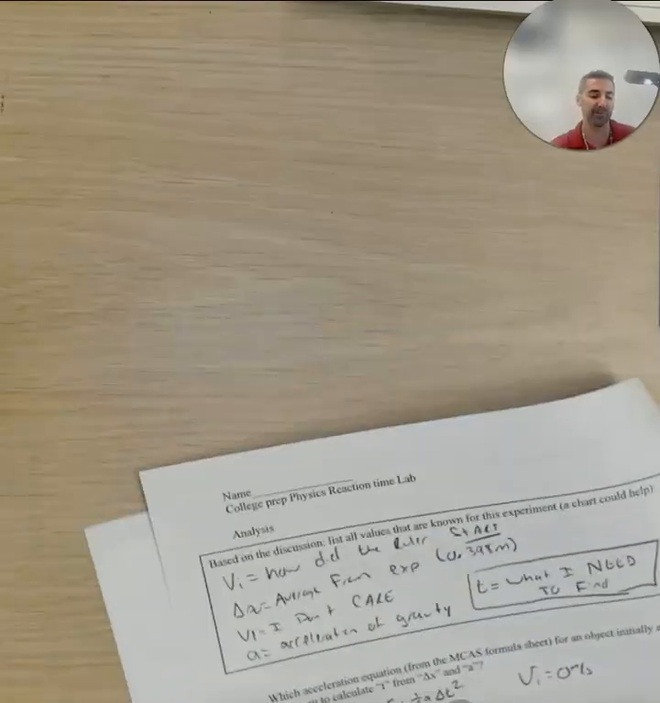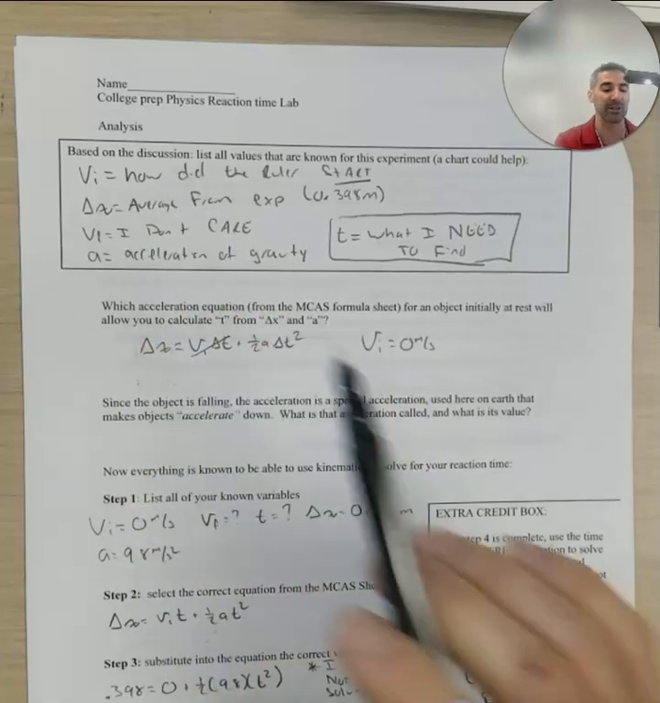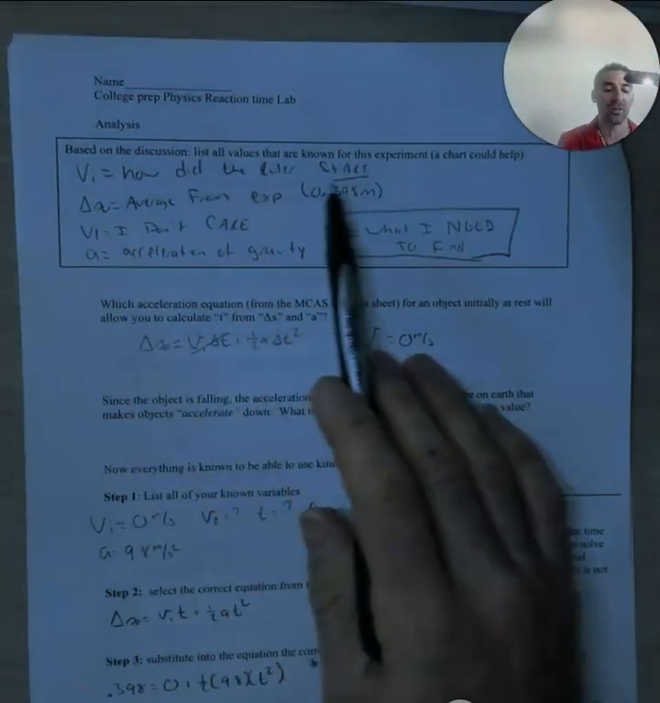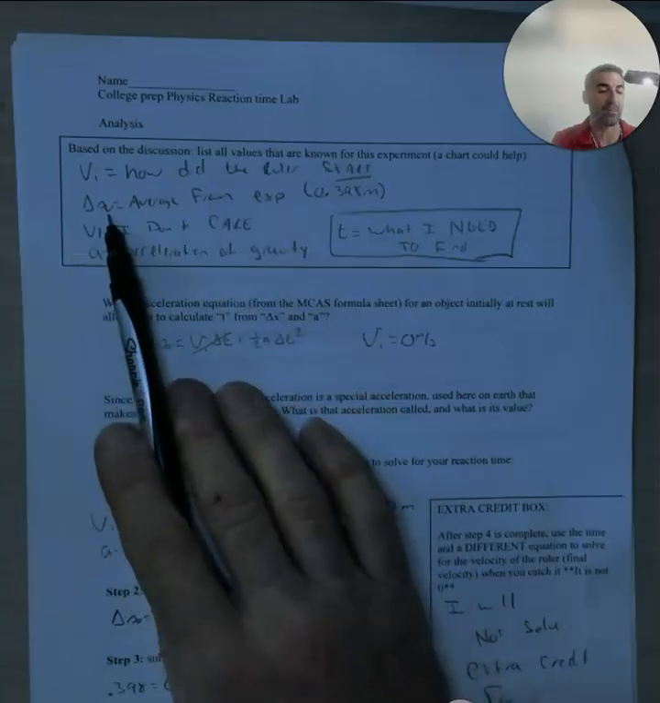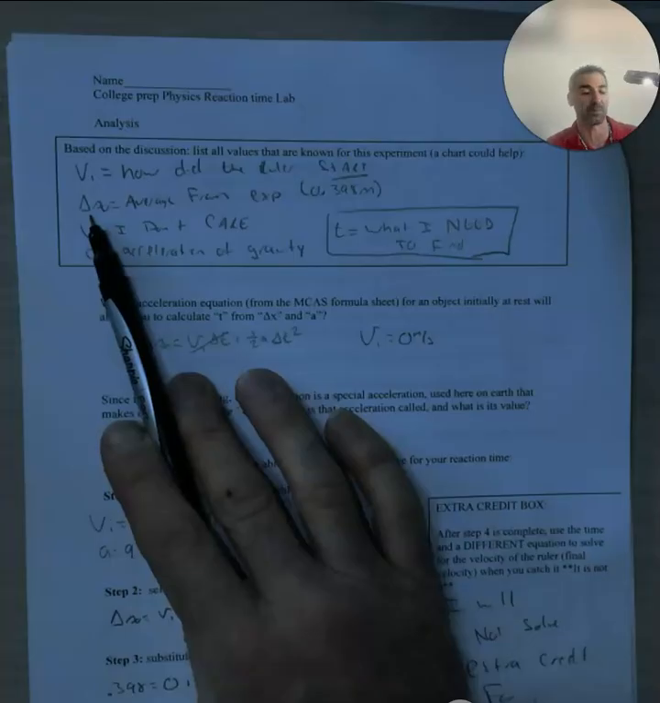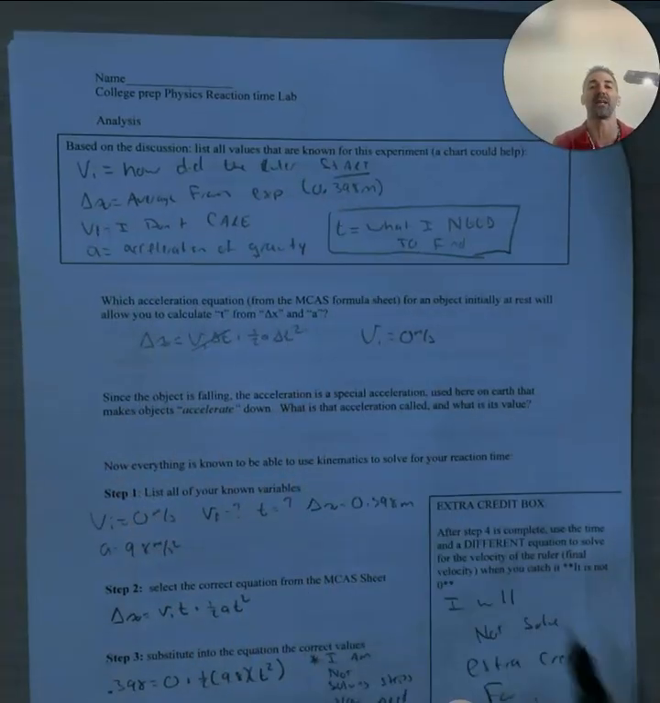Turn the page. Now we talked about this. Based on your discussion, list all the stuff that we know. We're working with those kinematic equations from the MCAS sheet, the motion equations. Things that I would know: the initial velocity, how the ruler started, and my average displacement. Delta x is my change in distance or displacement. I took the average from my experiment, 0.398 meters. Again, you should have two, one for your right hand, one for your left hand.